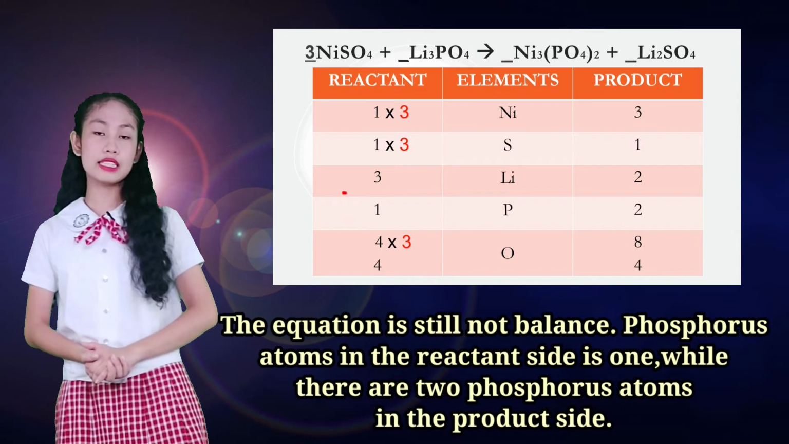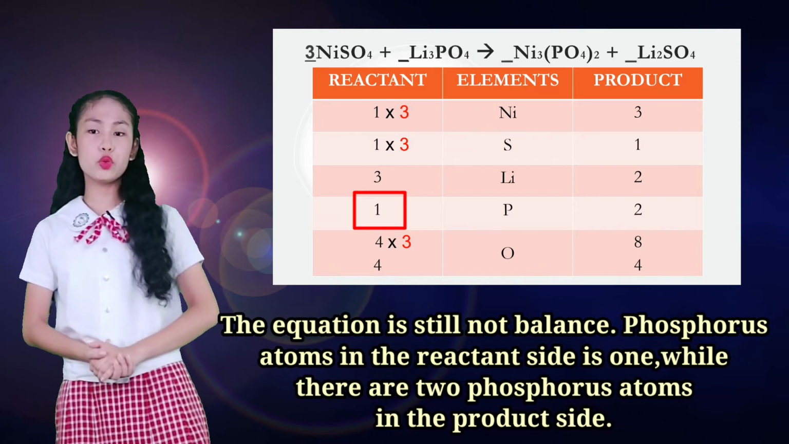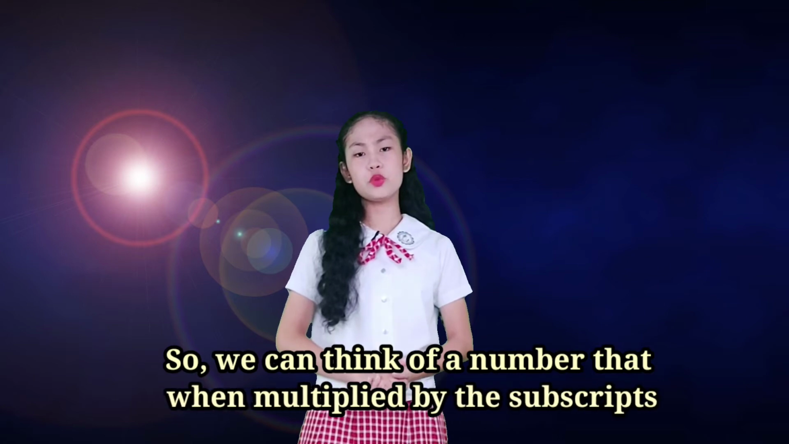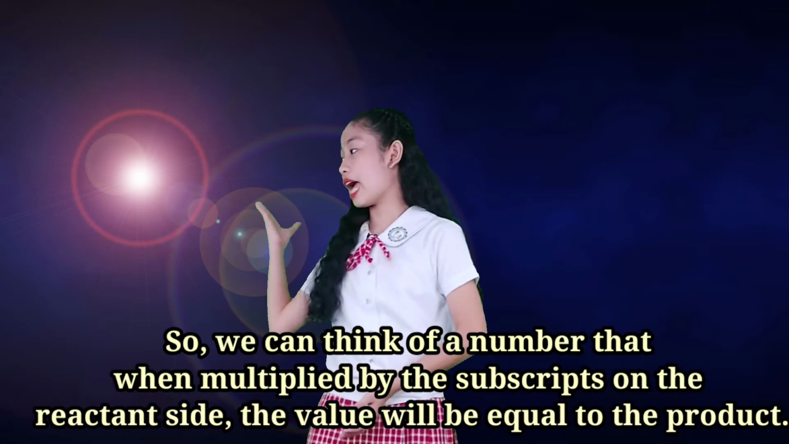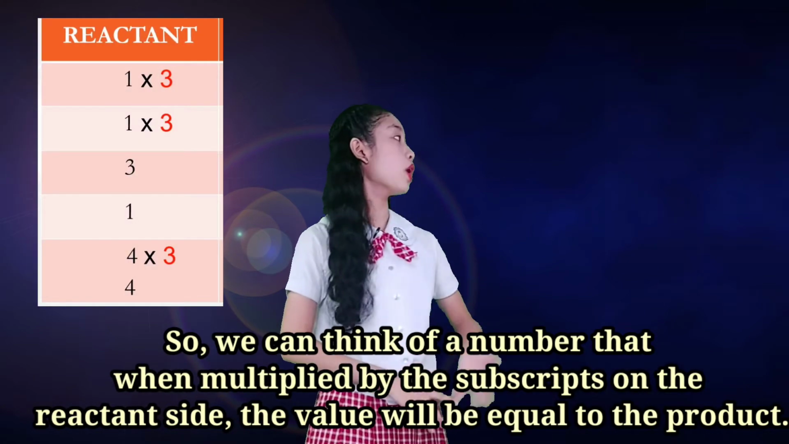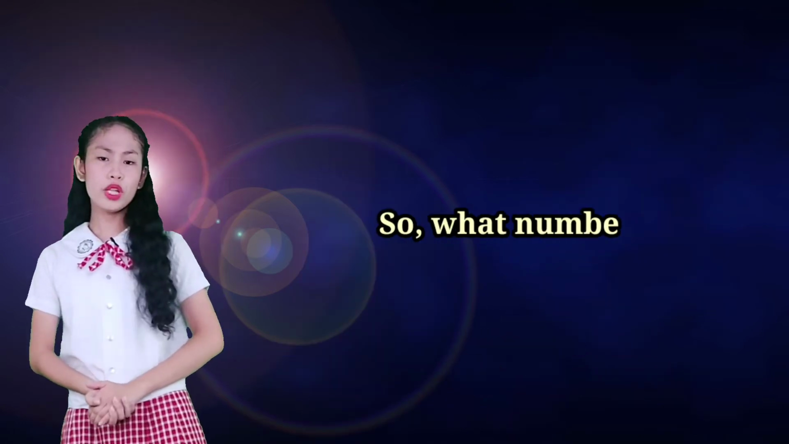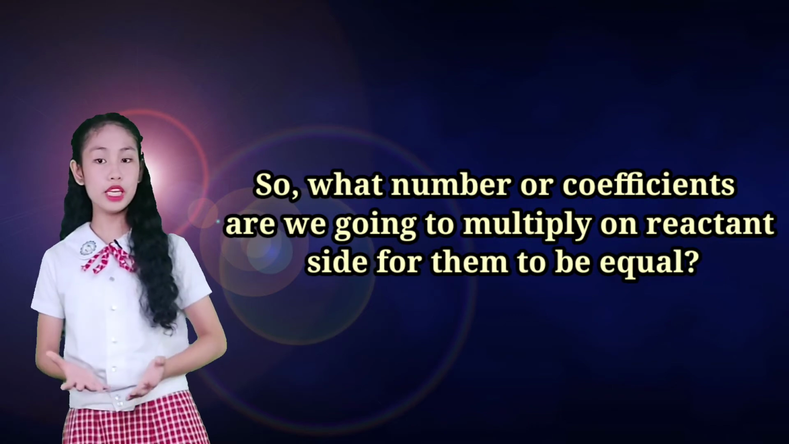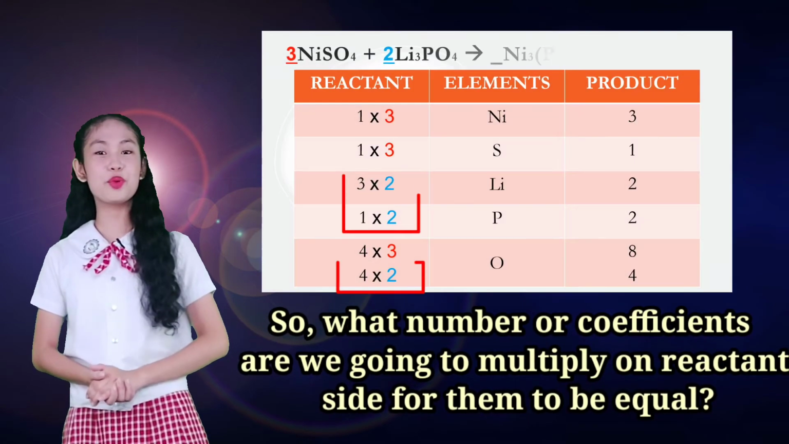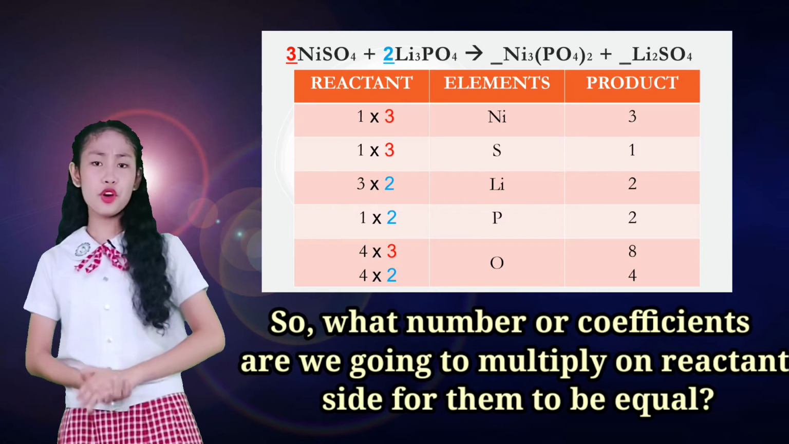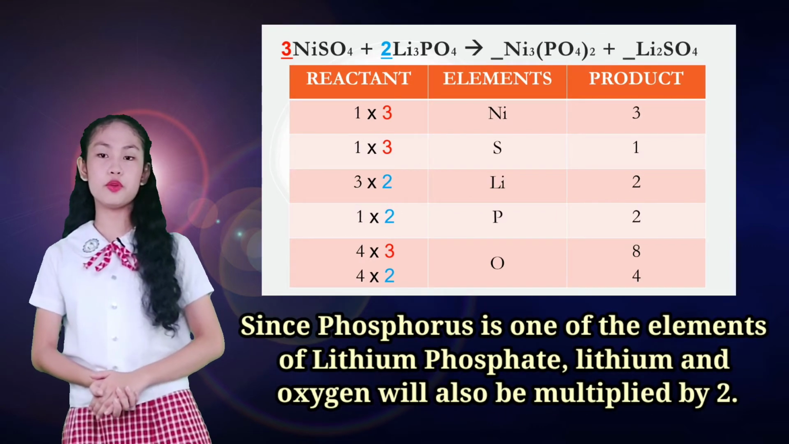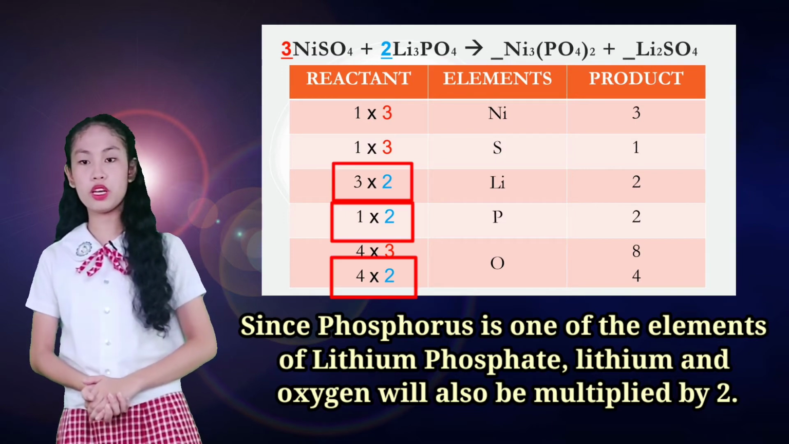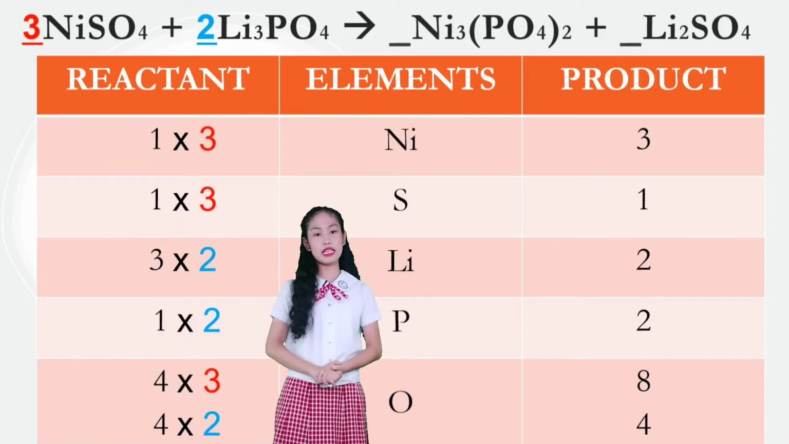Phosphorus atoms in the reactant side is 1, while there are 2 phosphorus atoms on the product side. So we can think of a number that when multiplied by the subscripts on the reactant side, the value will be equal to the product. So what number or coefficients are we going to multiply on the reactant side for them to be equal? Correct! Number 2. Since phosphorus is one of the elements of lithium phosphate, lithium and oxygen will also be multiplied by 2. The equation is still not balanced.